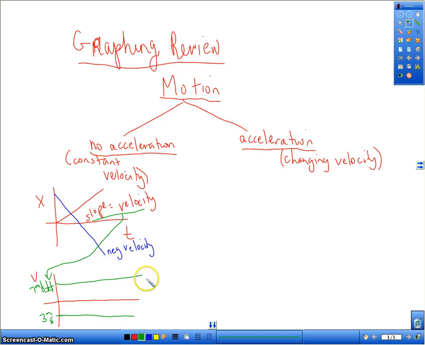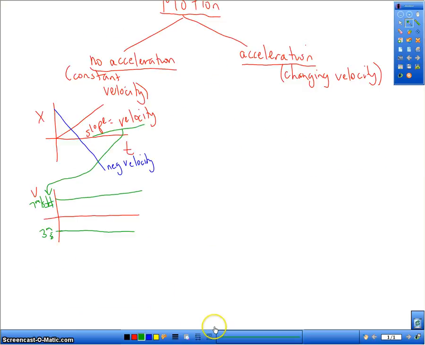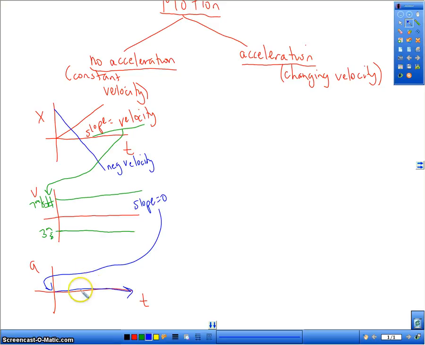The acceleration time graph for a graph like this, for no acceleration: since there is no acceleration, the acceleration time graph is at all times 0. So it just plots right along the axis, which of course is the slope of these lines, because these lines have a slope of 0, and therefore that's what's plotted on the acceleration time graph. So you can see the slope of the position is velocity, the slope of the velocity is the acceleration.